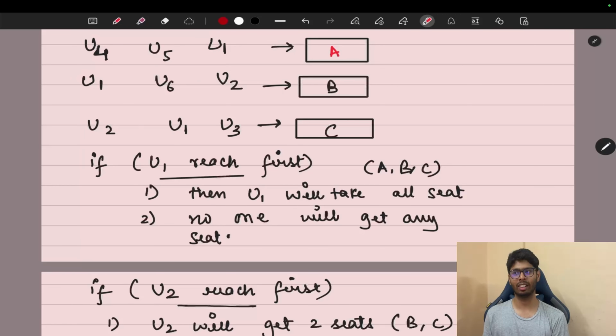But the same with the U3 case. If U3 reaches first, then U3 will get the seat C. In that scenario, U2 will not get any seat because U2 wants B and C seats. So U6 will get the seat here. And of course, U1 will also not get the seat, and U5 will get the seat for A1. I also mentioned all the points here in detail. So please read them and you will be able to understand them pretty easily.